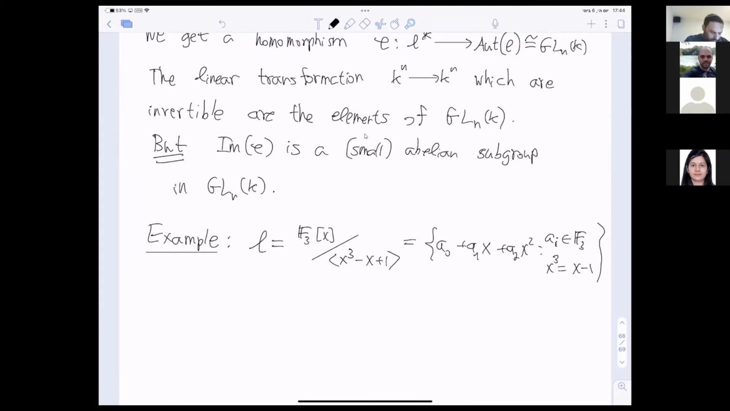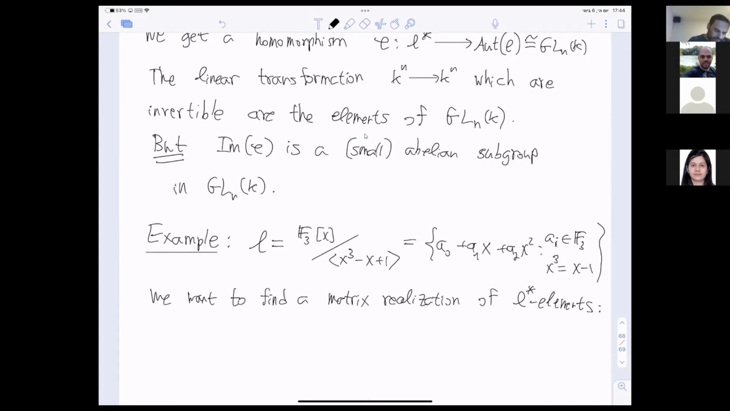Okay, so now we want to find what is called a matrix realization of L elements, or L star. So how do we do that?